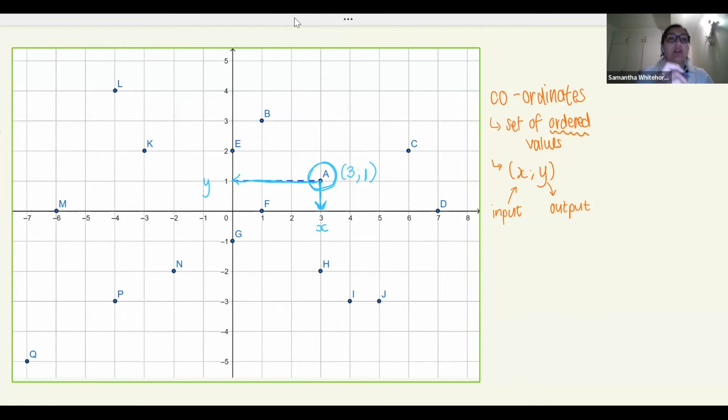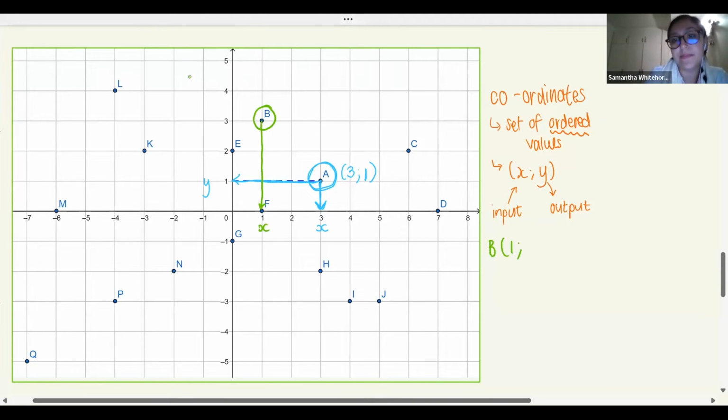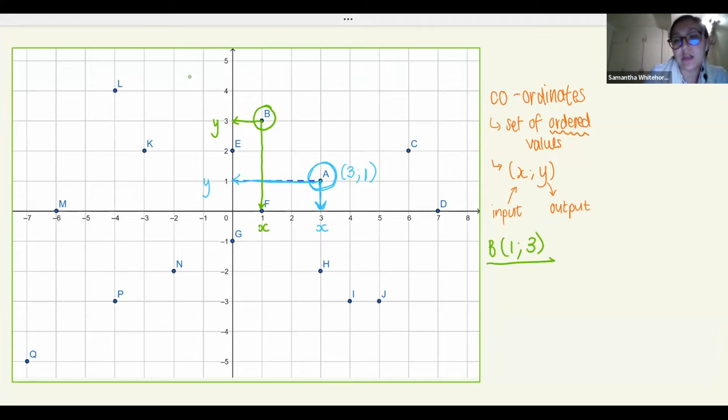All right, so if we go to coordinate B, we're going to do another one together before I let you try by yourselves. So if we go to coordinate B, here we are in green. X first, so we read down to the x-axis. We can see that x is 1. I'm just going to write it on the side here. And then if we read across to the y, we can see that y is 3. So we know that our coordinate of B is 1, 3.